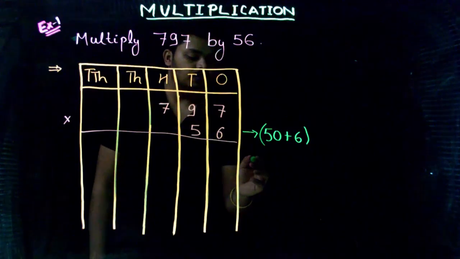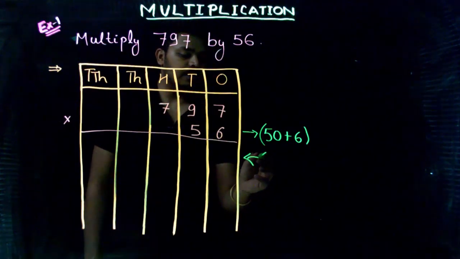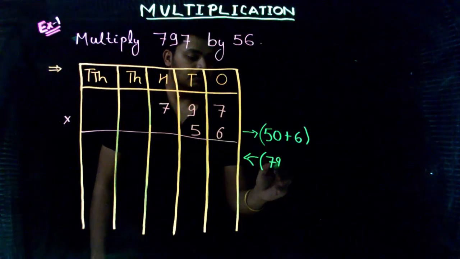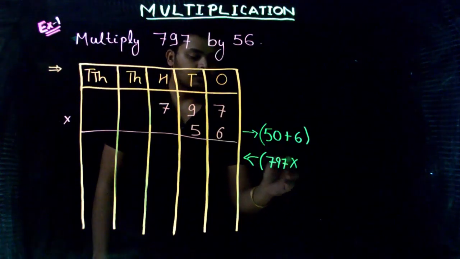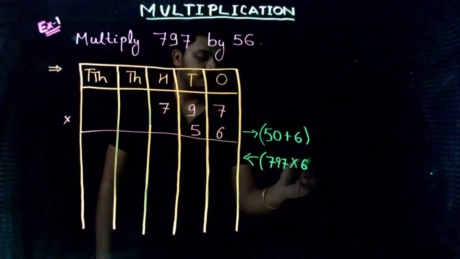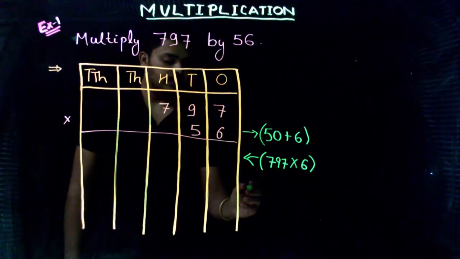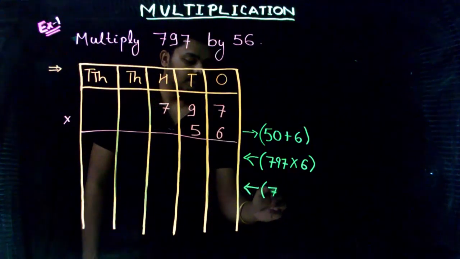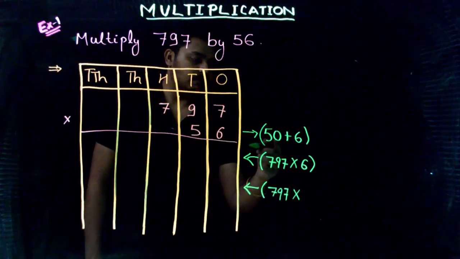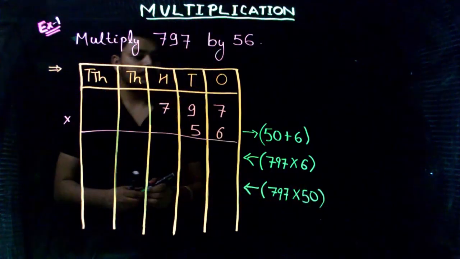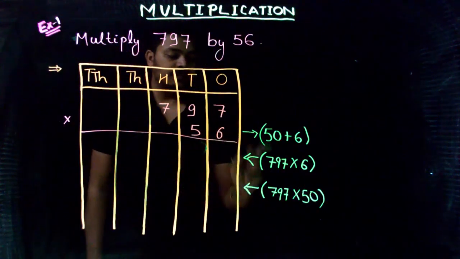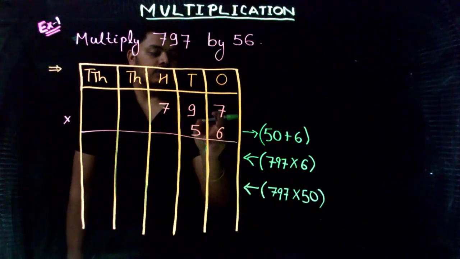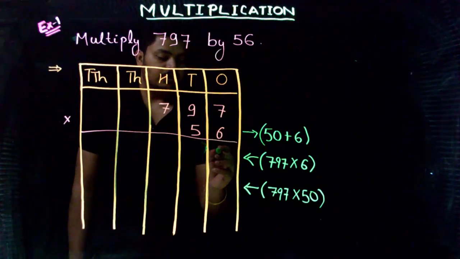So first of all we will do multiplication of our multiplicand with 6, and then multiplication of multiplicand with 50. So let's start now. So students, first we need to multiply our multiplicand with 6. So starting, 6 into 7 we get 42.